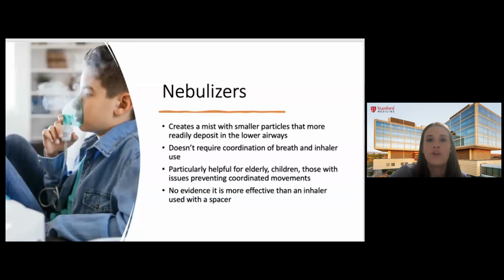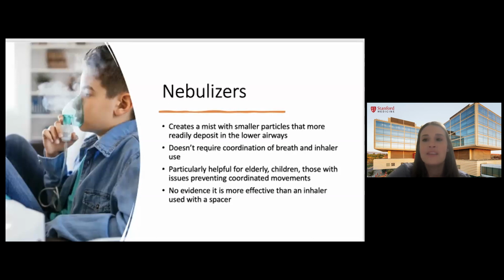Really important for patients when they're in an exacerbation and they're having trouble breathing, or for the very young or the very old, or people with developmental delays who have trouble using or coordinating the use of their inhaler. A nebulizer, you just put it on your face, like in this picture, and it creates this mist, and you don't have to coordinate the actions of using the inhaler and taking a deep breath in.